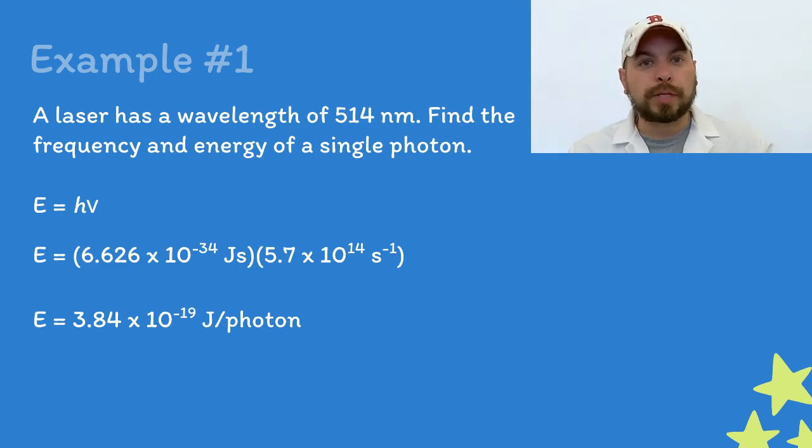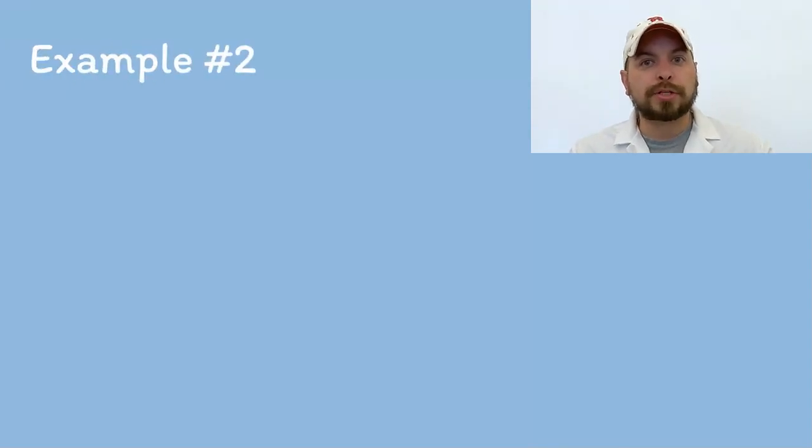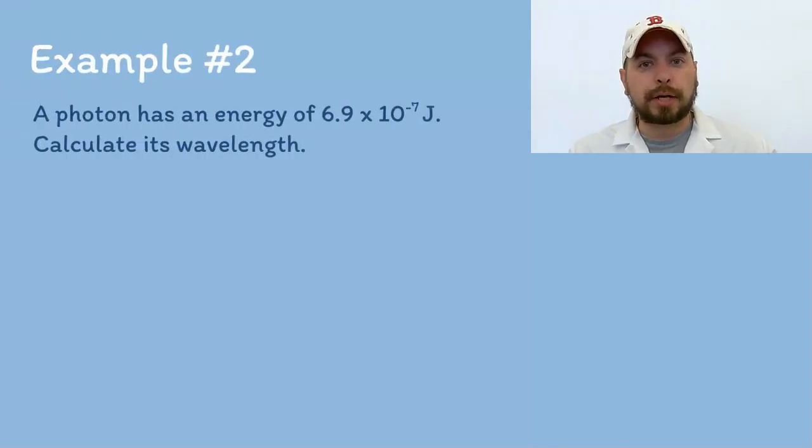All right, we did one together. I want you to do one on your own. Here I've got an example problem, and I want you to try it. A single photon has energy equal to 6.9 times 10 to the negative 7th joules. I want you to find for me the wavelength of that photon. So if you need to take a second to pause the video, do it. When you're ready, come back and we'll talk about it.